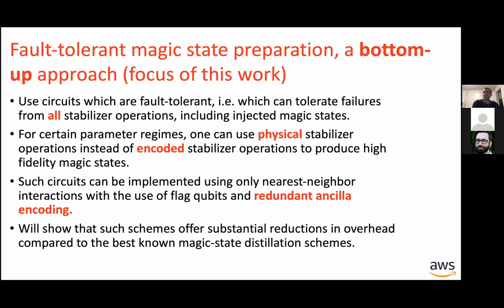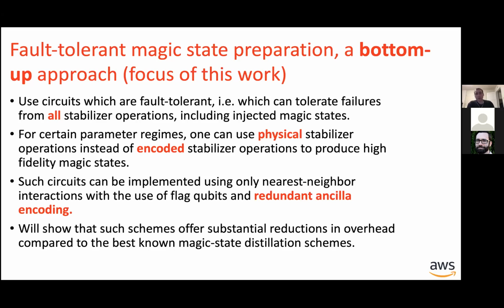So here, the idea is to prepare a magic state in a very direct way, using fault-tolerant circuits from the very beginning. And so this is what we'll refer to as a bottom-up approach for magic state preparation. And as I just said, the idea is that we have these noisy magic states that we want to distill, but we're going to design our circuits to purify these magic states so that they are fault-tolerant to failures in our stabilizer operations. And so we could use physical gates instead of encoded gates to obtain high quality magic states. And so the cost of doing each gate is going to be significantly lower than if we were to use magic state distillation.